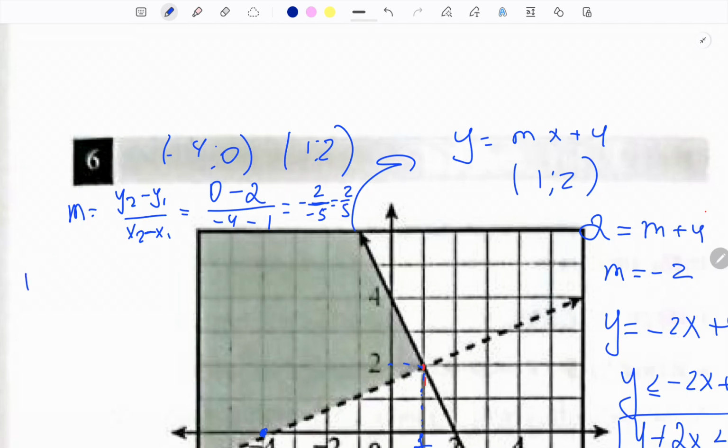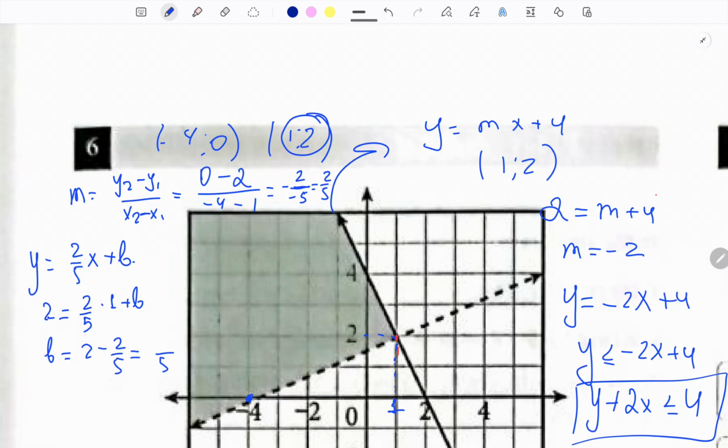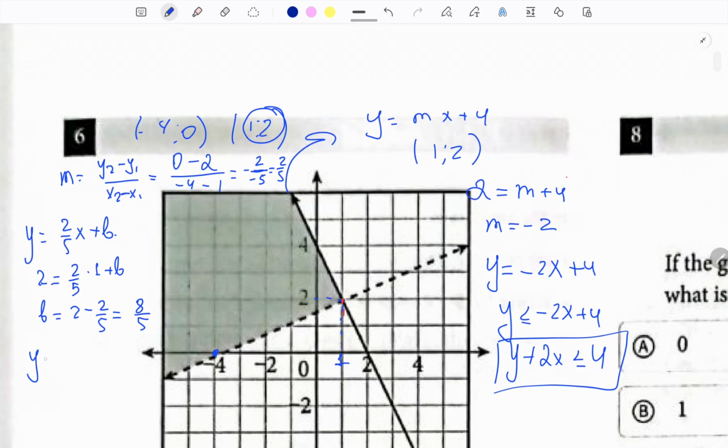So let's write y is equivalent to 2 over 5 times x plus b. And let's substitute the coordinates of this point into the place of x and y. Then we get 2 is equivalent to 2 over 5 times 1 plus b. And from this equation, we can write that b is equivalent to 2 minus 2 over 5. That's equivalent to 8 over 5. So the equation will be y is equal to 2 over 5 times x plus 8 over 5.